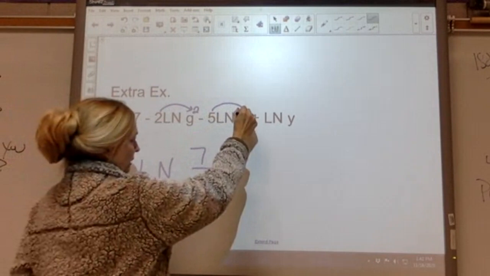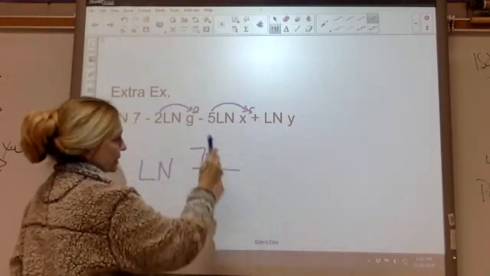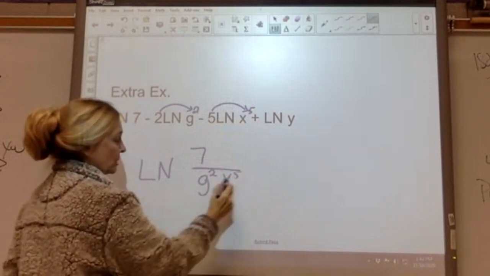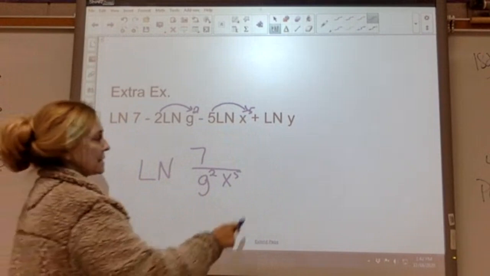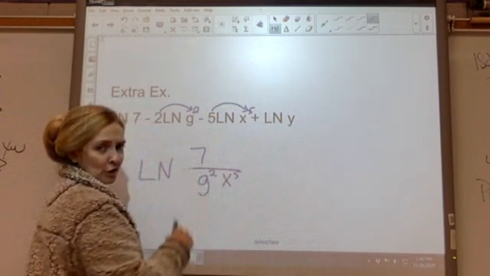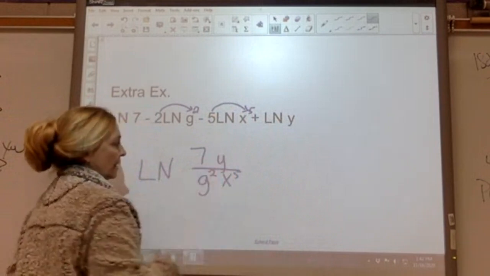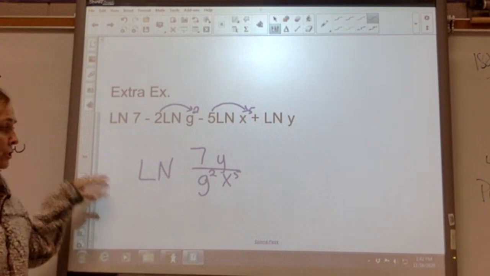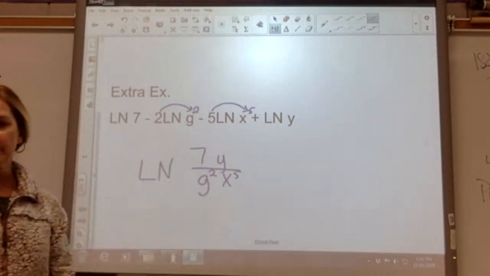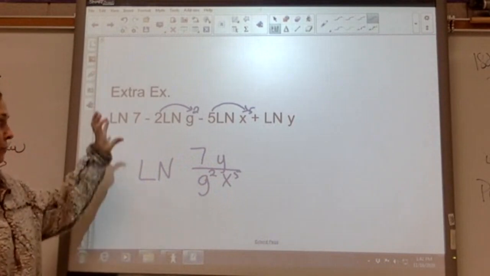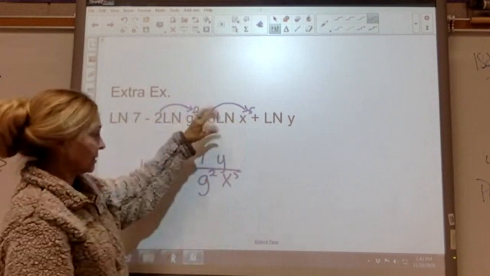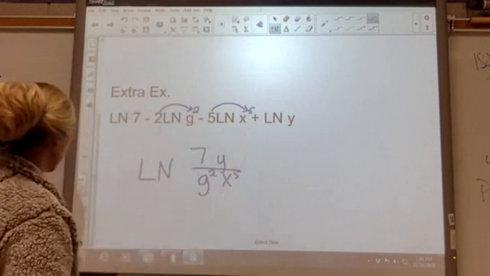This 5 moves and becomes the exponent here. But this is a negative, so it means it goes in the denominator. So I put x to the 5th here, and these are multiplied together. This log is positive, which tells me that this y is going to go in the numerator. And so it's multiplied by the 7, which is already up here. So this is really the answer: natural log of 7y over g squared x to the 5th. Okay, so positive logs, the stuff goes on the top. Negative logs, the stuff goes in the denominator. Okay?